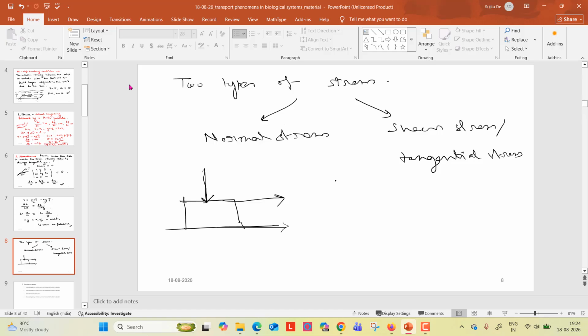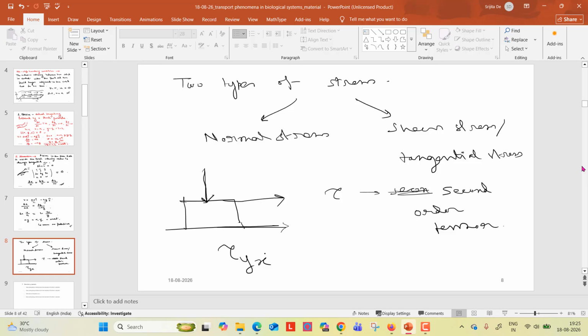Now in the lecture you have seen that shear stress is a second order tensor, right? That means it has two components. So generally we are defining tau yx. You can define it whichever way you want. The naming is not mandatory, obviously.